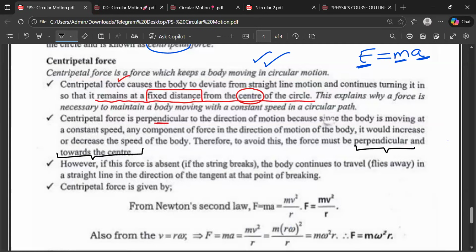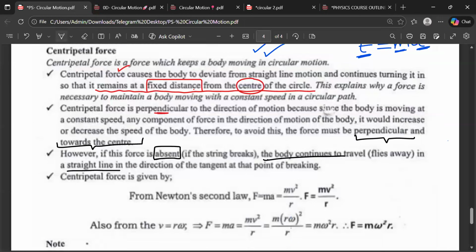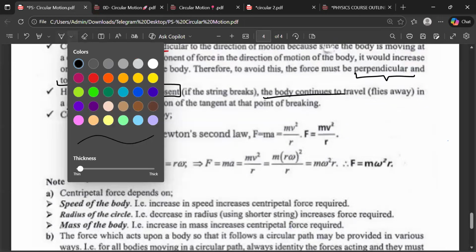That's why they are saying that if the centripetal force is absent, then the body will just continue to travel in a what? In a straight line. Because it's there to keep it in circular motion. That's why when you're moving something in a circle and the string breaks, it continues as a tangent and moves in that straight line until it does what? It falls off.